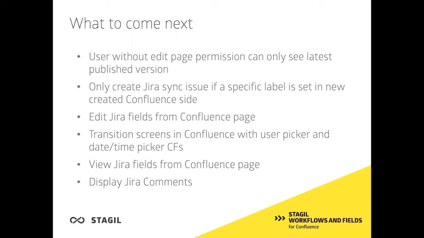There's some user story, like users without edit permission can only see the latest published version. At the moment they are able to see more published versions, but we want to empower that you can only see the last published version for a certain group which only needs to see the last version. They are not interested in older versions. Or that you can only create a Jira sync issue if a specific label is set in the newly created Confluence site. So that's also coming next.